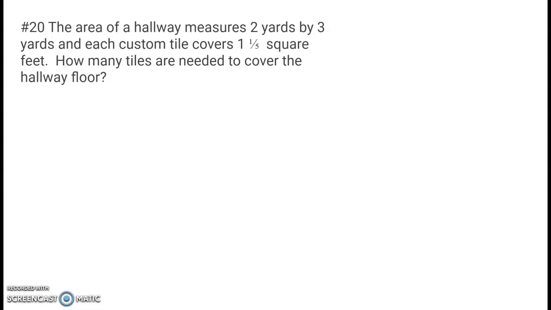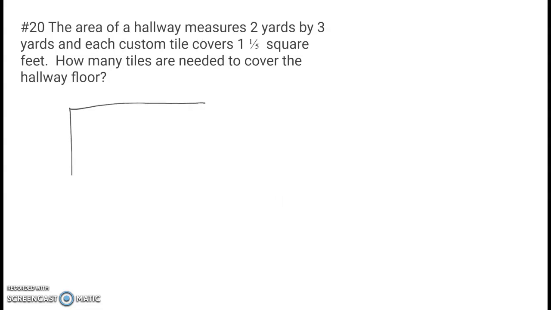The area of a hallway measures 2 yards by 3 yards, and each custom tile covers 1 1/5 square feet. How many tiles are needed to cover the hallway floor? So this one's a challenging one. I'm going to go ahead and draw it out just so that I have a visual.